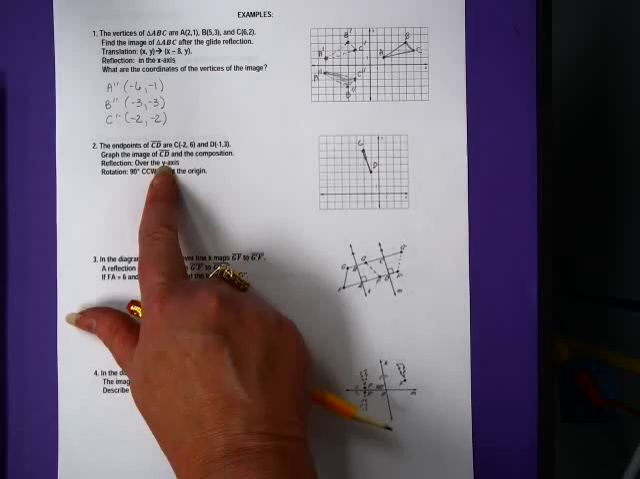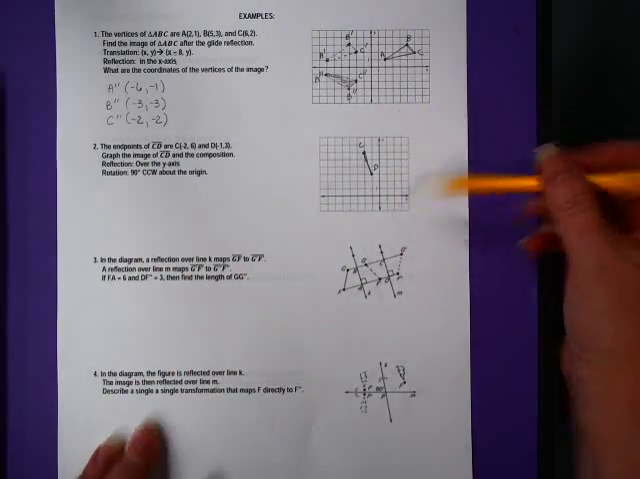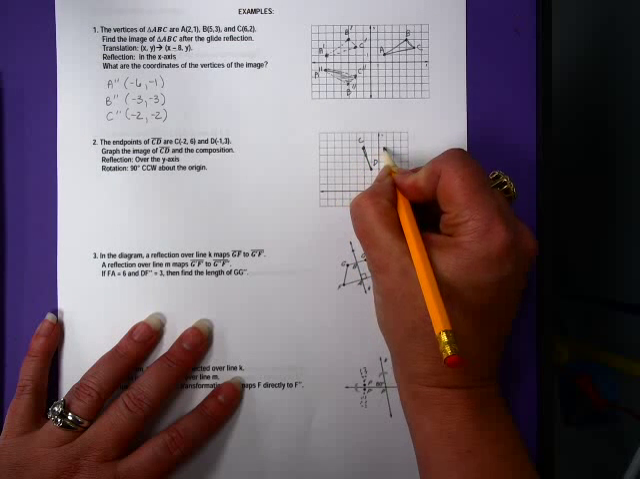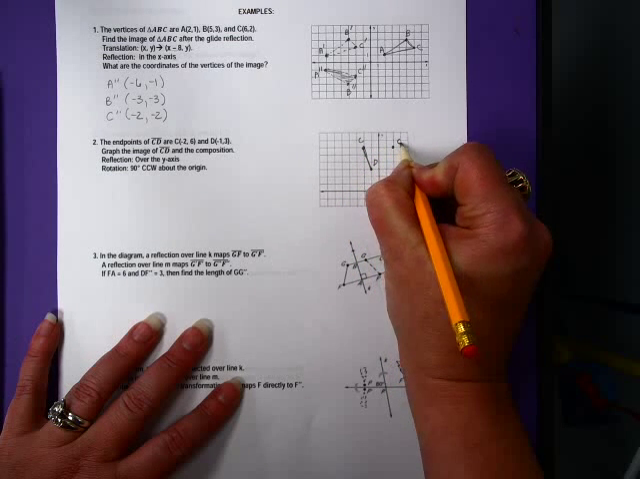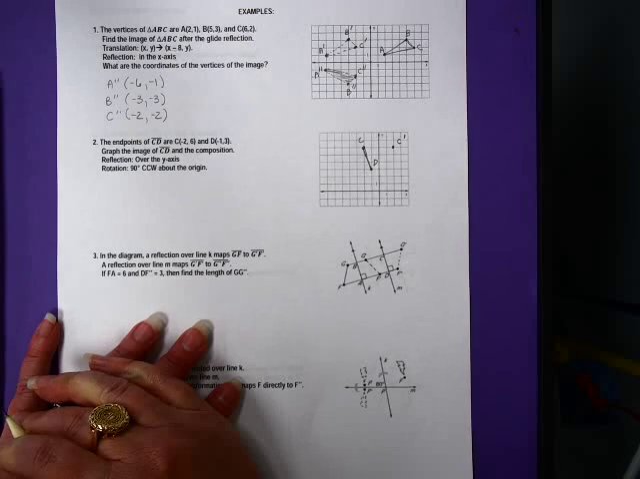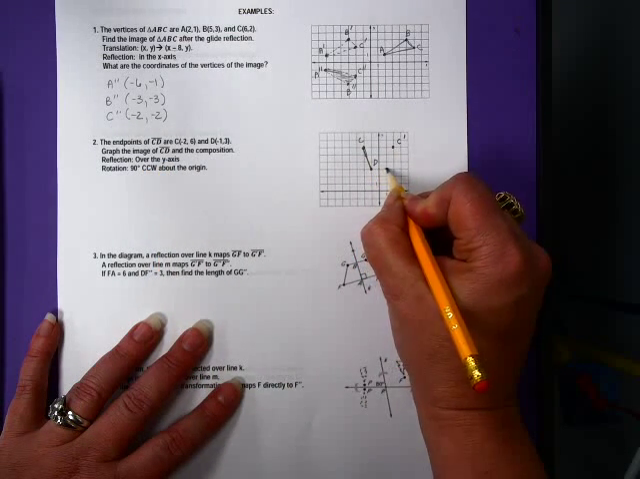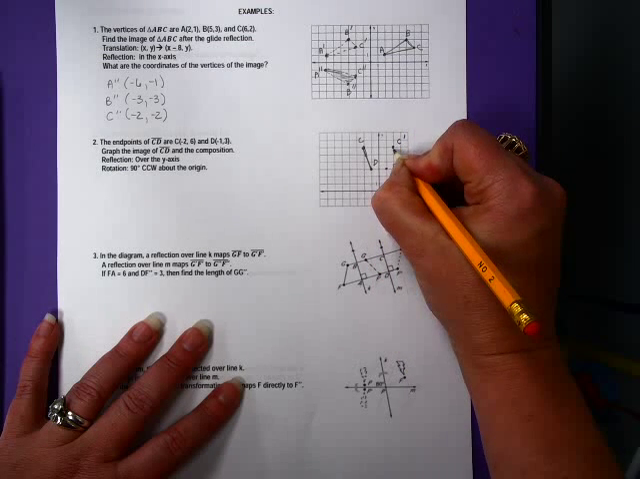Reflecting over the y-axis, this is the y-axis, that's the first thing I'm going to do. So that's going to be 2 units away, so 2 units this way is going to be my C prime. And then my D prime is 1 unit away, so there's my D prime. And of course this is dotted.